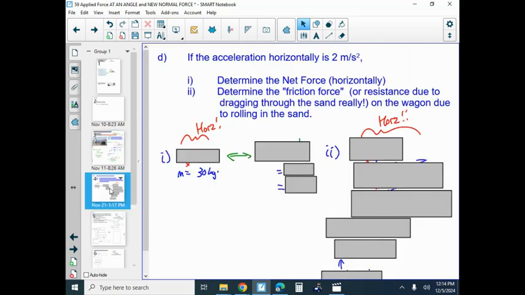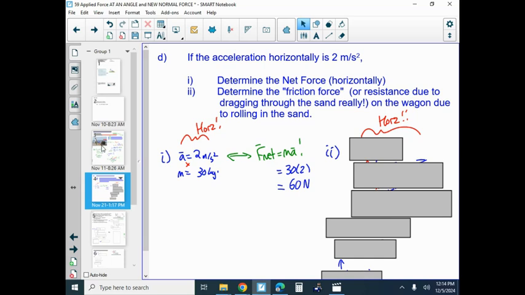All right. Acceleration horizontally, so determine the net force horizontally, of course, right? Oh, it says if the acceleration is given, sorry, that's why. It's using acceleration to get the net force. So yeah, we just multiply mass times acceleration. That gives us a net force of 60 newtons.